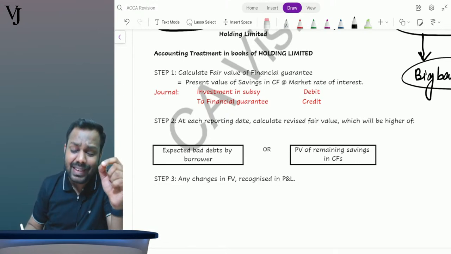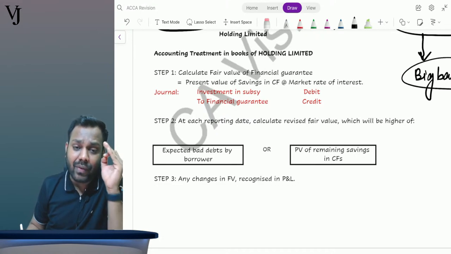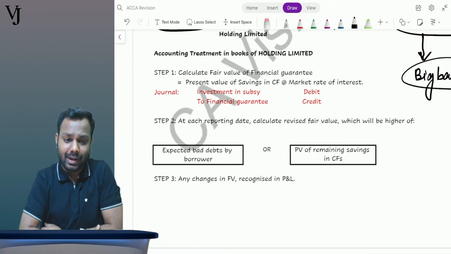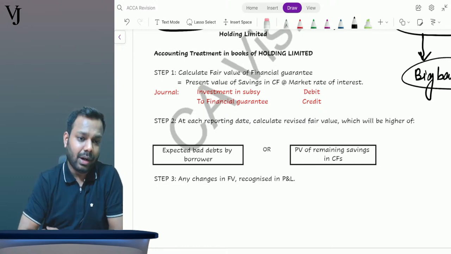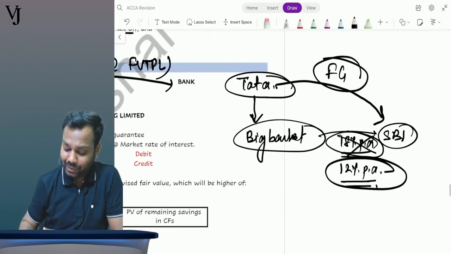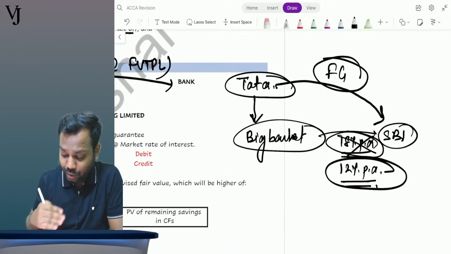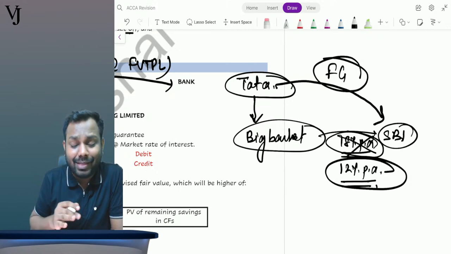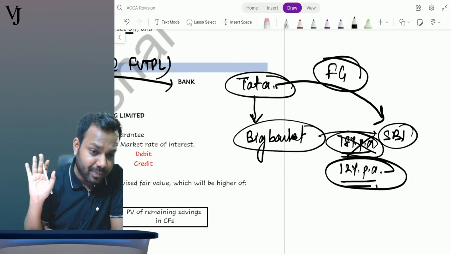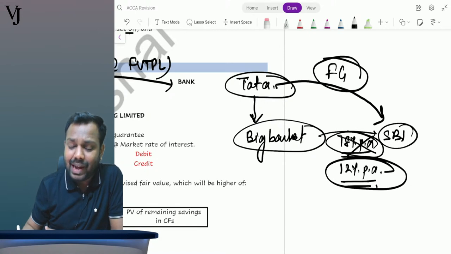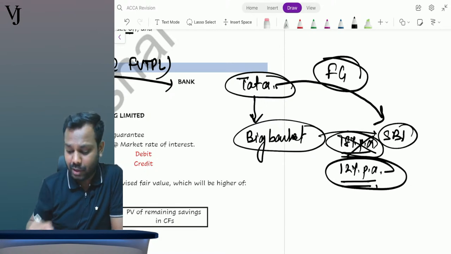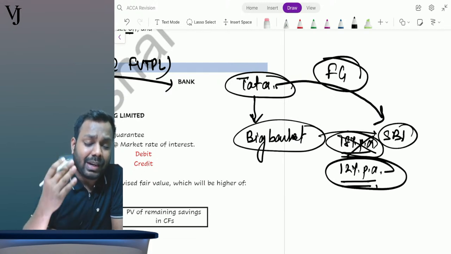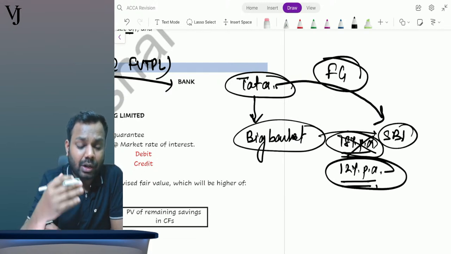Initially, on the date when I'm giving the financial guarantee, tell me, will there be any risk of repayment? Let's suppose Tata has given the financial guarantee today. Definitely, when Tata gives the financial guarantee, Tata is certain that yes, my subsidiary will repay the funds back. Right? So is there any chance of loss? No, zero. So I will measure this financial guarantee at the present value of the savings to Big Basket.